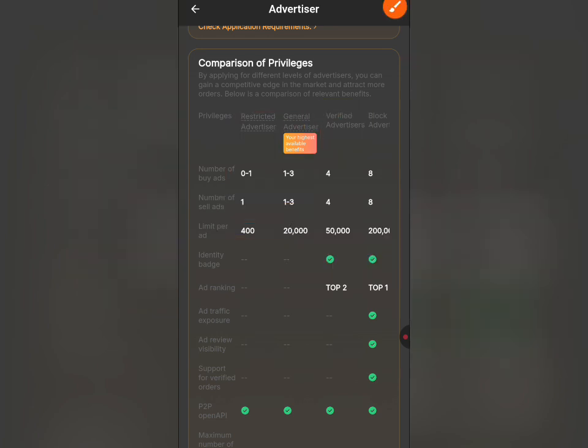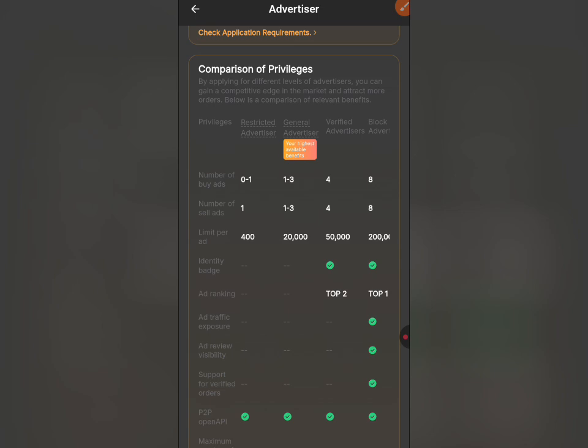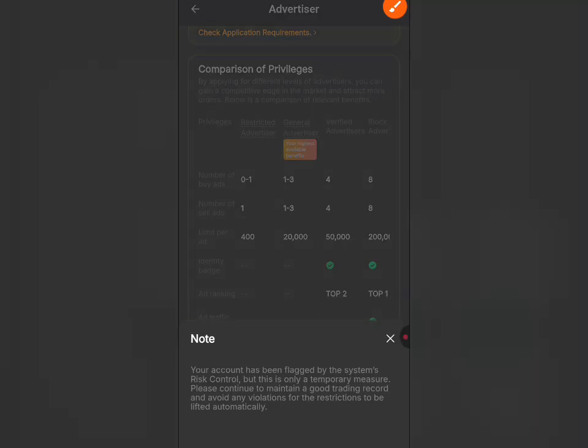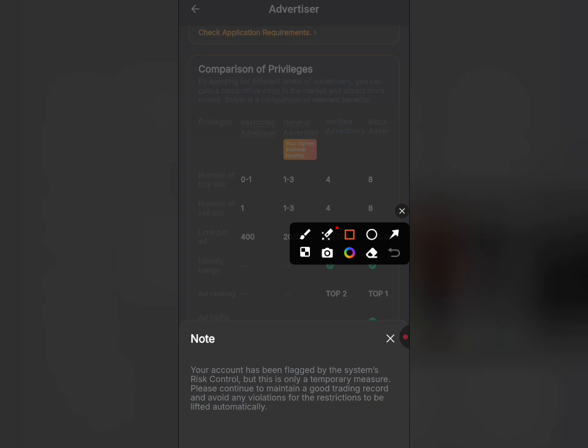So the thing you need to do is just continue making trades and make sure you get good feedbacks or remarks. So right here, let me click on it. Right here, you notice what they say, that your account has been flagged by the system risk control. So you can see this is only a temporary measure. So all you need to do is continue maintaining a good trading record and avoid any violation.